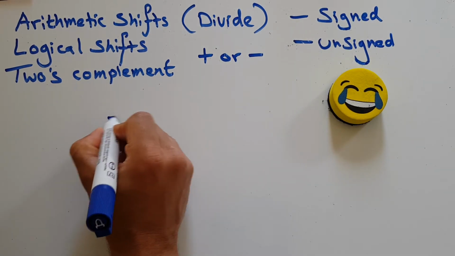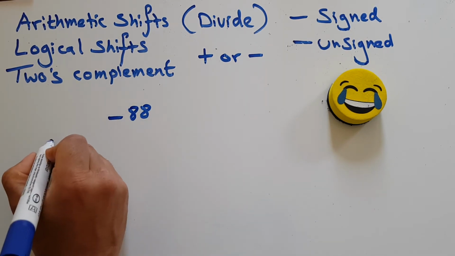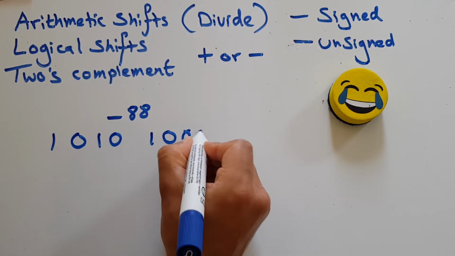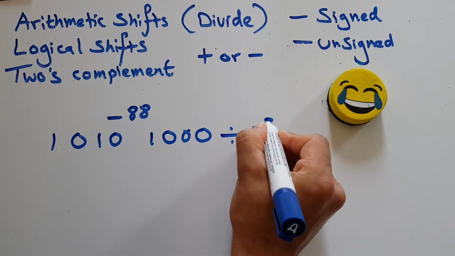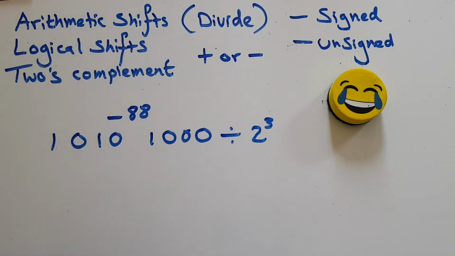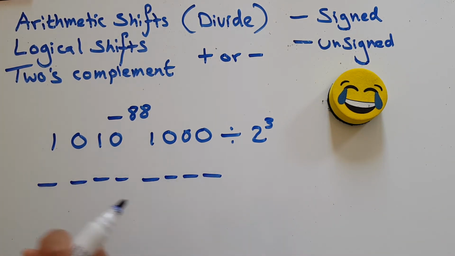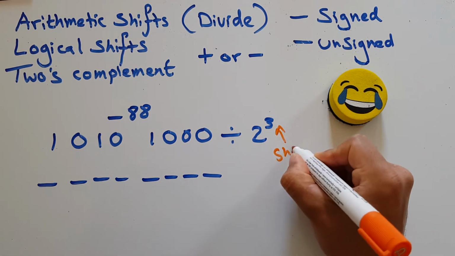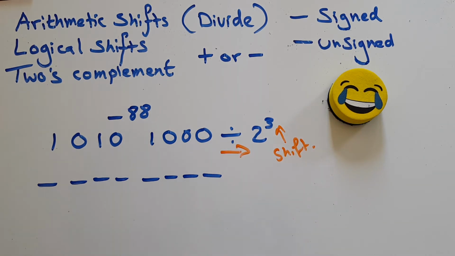So let's say we've got the binary for minus 88, which is 1010 1000, and I want to divide this by 2 to the 3. Okay, so first thing I'm going to do is write out my place values. I'm going to just make sure I understand that I'm shifting it by 3 to the right.